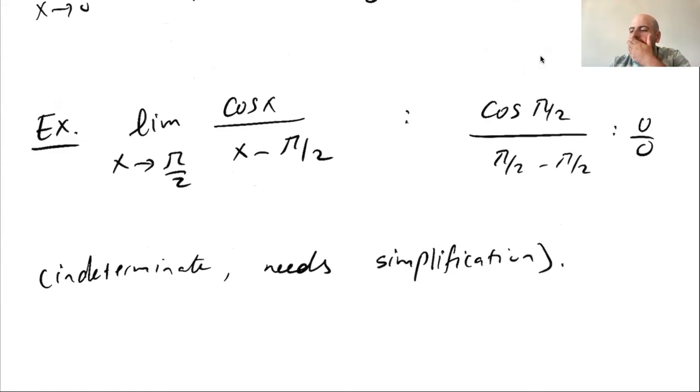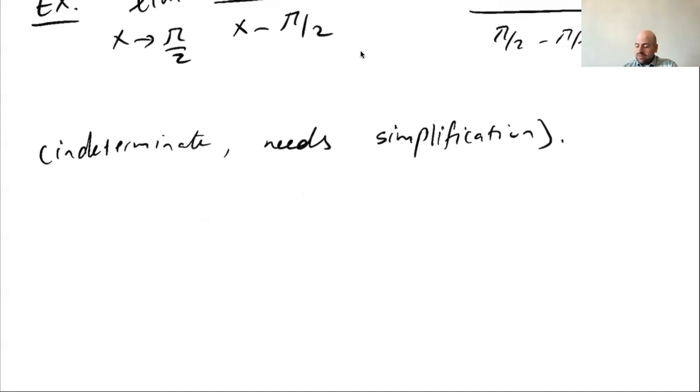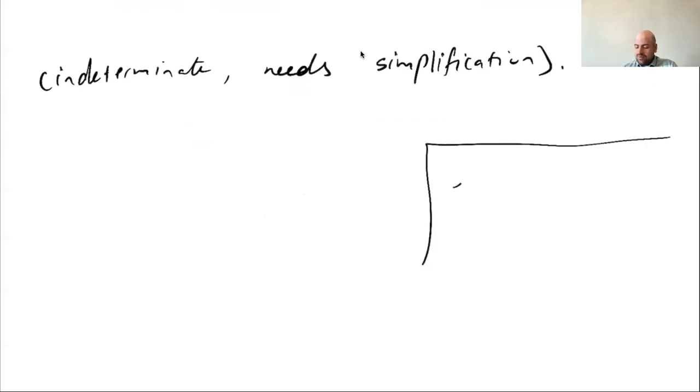So what type of simplification do we need here? Remember, we try to connect it to sine x over x, and if you want to connect it to limit sine x over x, x must approach 0, right? Limit sine x over x as x approaches 0 is 1.